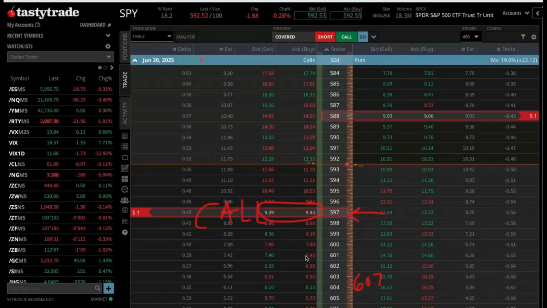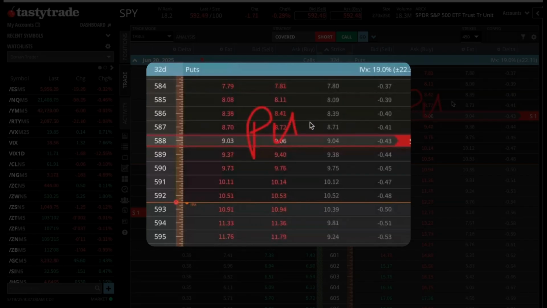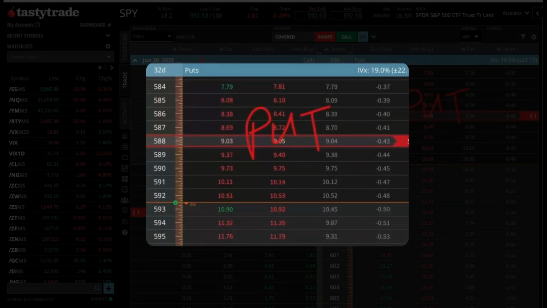If you are the seller of the call, you have an obligation to sell shares at the strike price, and that's mostly going to happen when it's in the money. That's when the probability of you having to live up to your obligation is higher. If you are the seller of a put, then you have the obligation to purchase at a strike price. So in this case, you have to purchase at the 588.